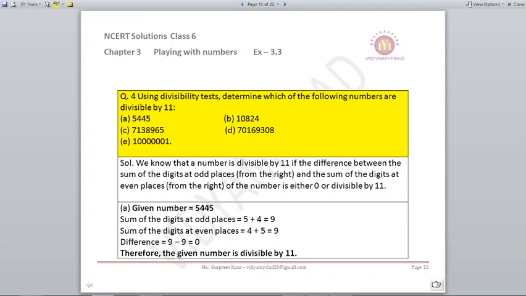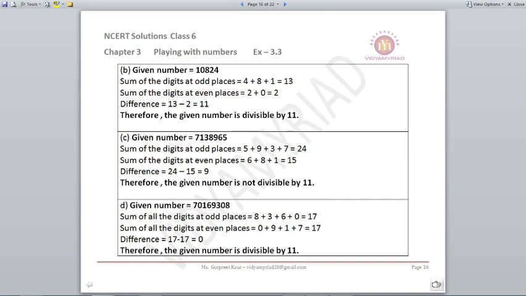Let's begin with 5, 4, 4, 5. Sum of the odd places. Now whether to start from right or left, we need to start from the right side. So if we start from the right, odd places mean 1 and 3. First place is 5, third place is 4. So 5 plus 4 is 9. Sum of even places is 4 plus 5, that is 9. 9 minus 9 is 0, and then we can say that it is divisible by 11.